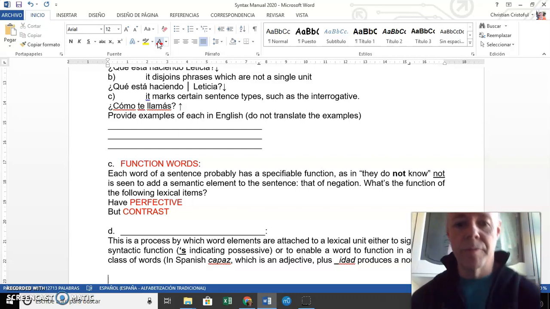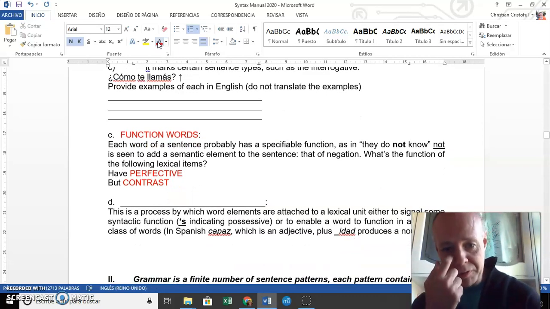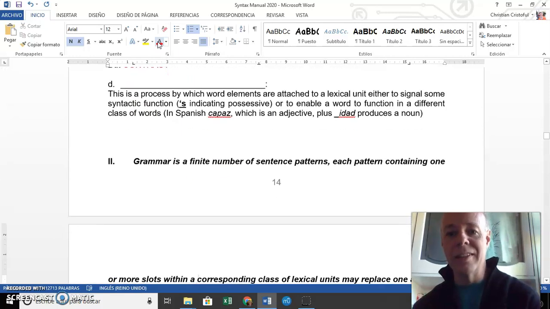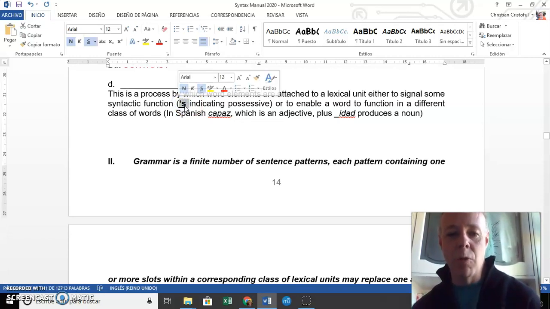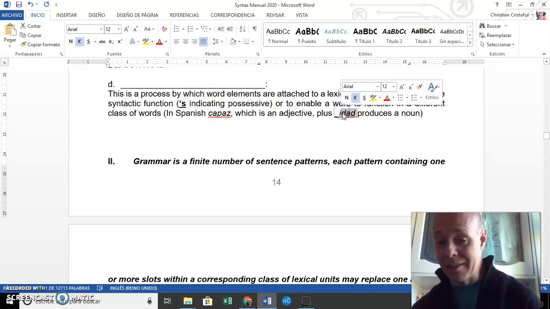Very good. Let's continue. D says, this is a process by which word elements are attached to a lexical unit, either to signal some syntactic function, as in apostrophe s indicating possessive, or to enable a word to function in a different class of words. In Spanish, capaz, which is an adjective, plus idad produces a noun. So, what does it mean? If I add apostrophe s to a word, it means possessive. If I add idad to a noun, an adjective, it produces a noun.